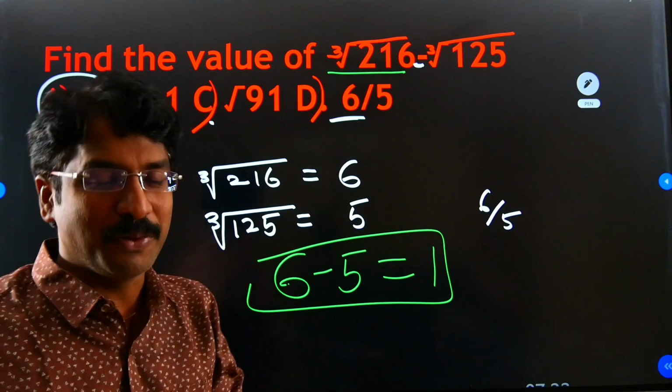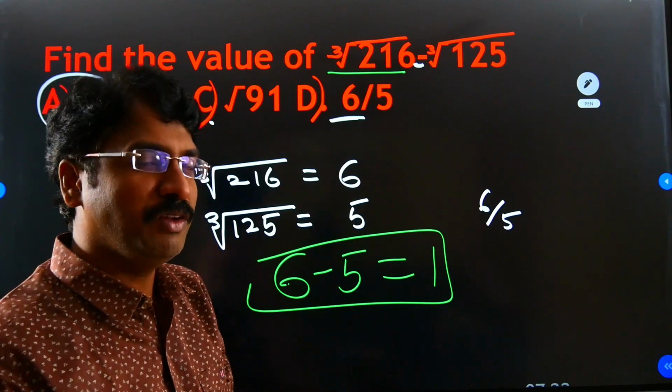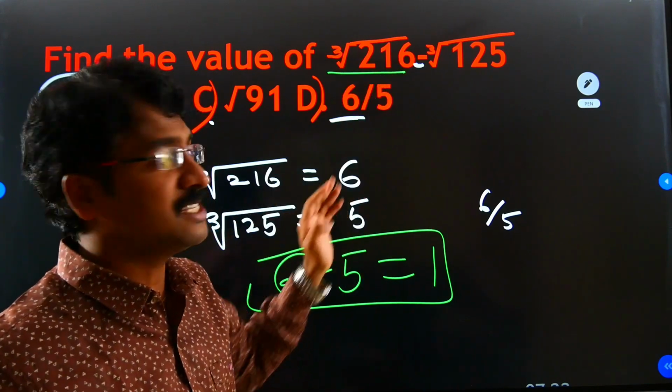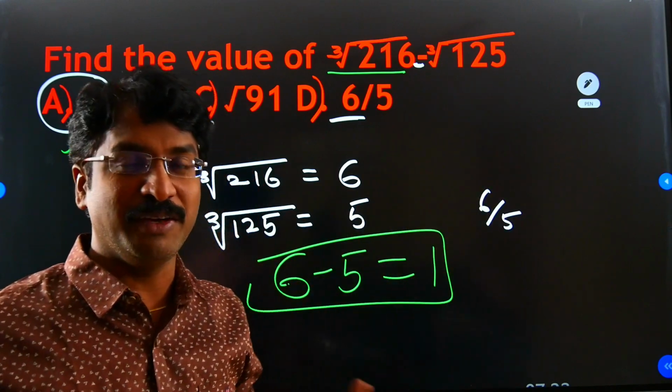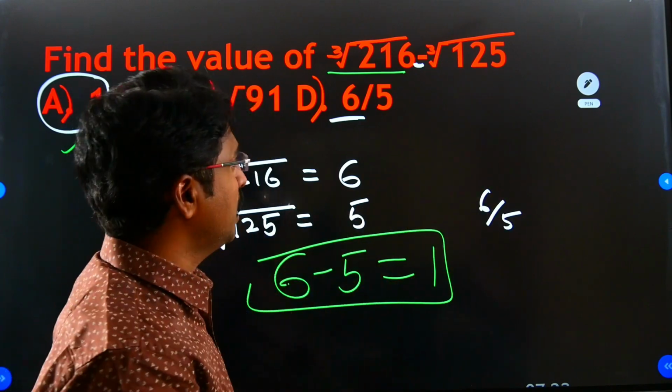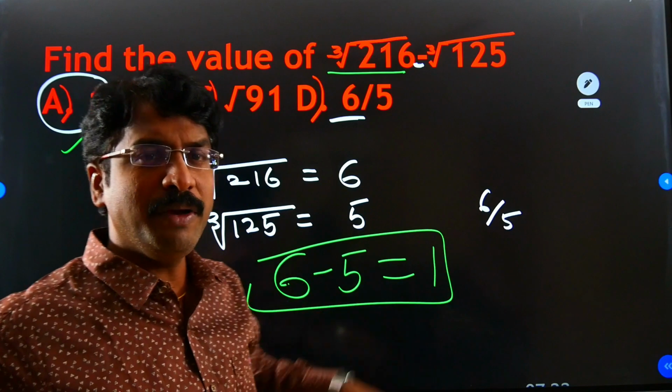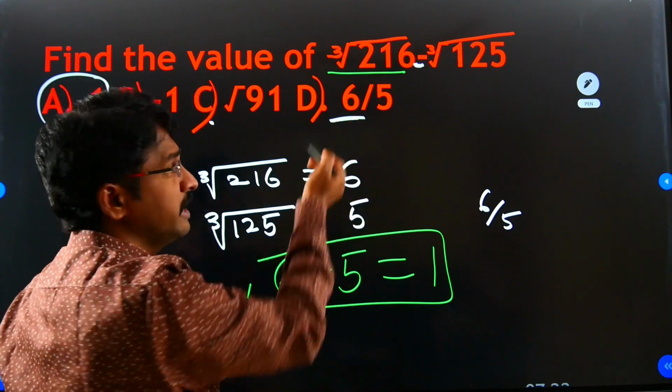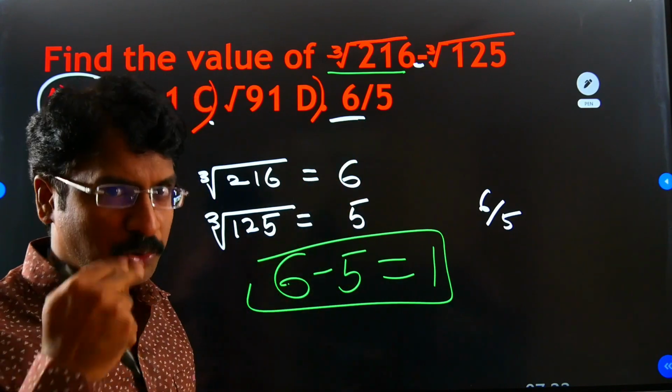You know the cube roots, no problem. You know the cube root of 216 is 6 and the cube root of 125 is 5. Yes, I know the cube roots, so I found that. You forget about the symbol, maybe 6 by 5 is there, option D. Second confusion. They want to confuse you.